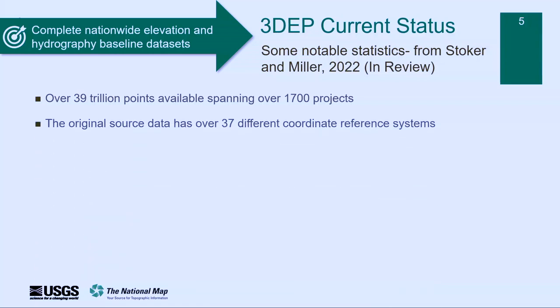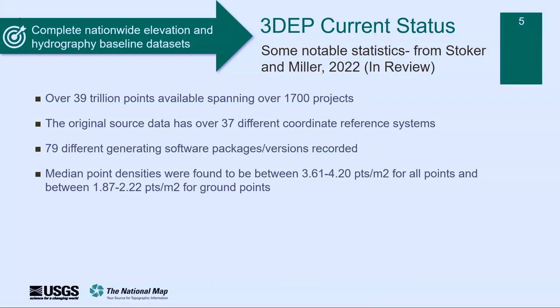The original source data, because every one of these projects is collected individually, if you think of 3DEP as a single thing, has over 37 different coordinate reference systems. You all like to be special and unique, and it makes our jobs a lot more difficult sometimes. And 79 different generating software packages you'll find when you look at the 3DEP data as a whole.